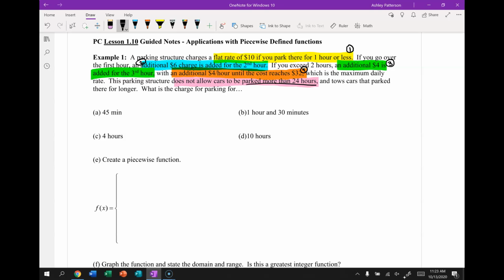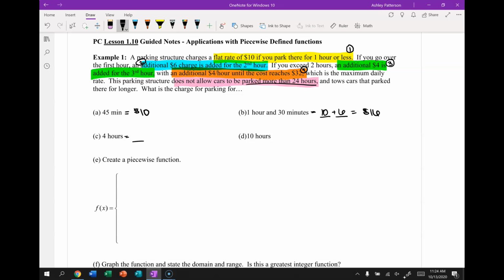Okay. So then A, B, C, and D are just asking us to calculate the money spent based on certain specific times parked there, to help us figure out what this function is going to look like. 45 minutes is under an hour, so I'm paying that flat rate of $10. Well, 1 hour and 30 minutes, I have an hour plus whatever I'm paying into that second hour. So it was 10 plus an additional 6, so I'm paying $16.